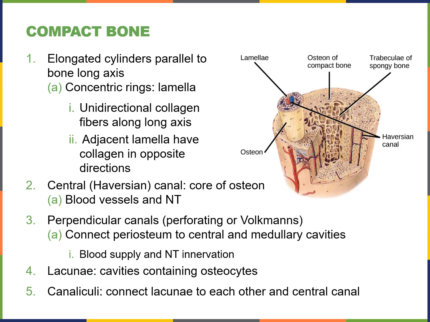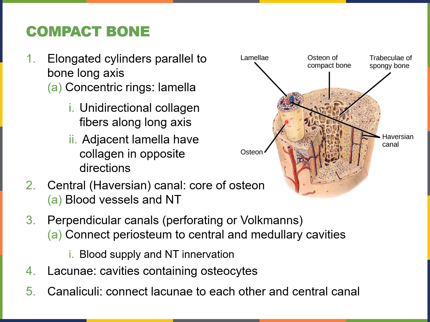All right, so we're talking about bones. What are bones actually made up of? We have both compact bone and spongy bone. In the compact bone, we have these elongated cylinders parallel to the bone's long axis, referred to as osteons or Haversian systems. They have concentric rings, which are known as lamellae in the plural. Those are made up of unidirectional collagen fibers along the long axis, and adjacent lamellae have collagen in opposite directions. So it's providing even more structure and support for the bones.